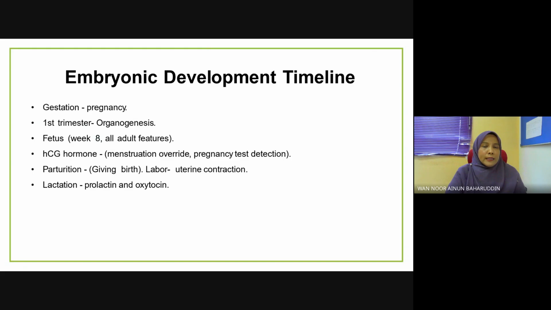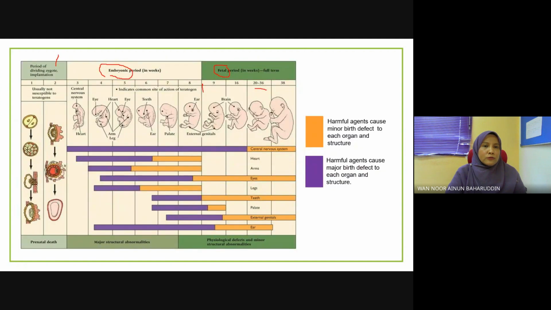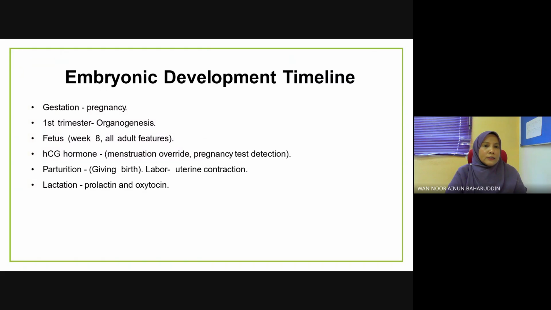Okay, so we go one by one, the timeline for development of the embryo, starting from gestation of pregnancy. For the first trimester, organogenesis is what we call it. Then we do have the fetus. At week 8 of the first trimester, it is what we call an embryo. Then after week 8, it's called a fetus. And then the HCG hormone is produced during this embryonic development timeline, so that menstruation can be overridden and a pregnancy test can detect it.